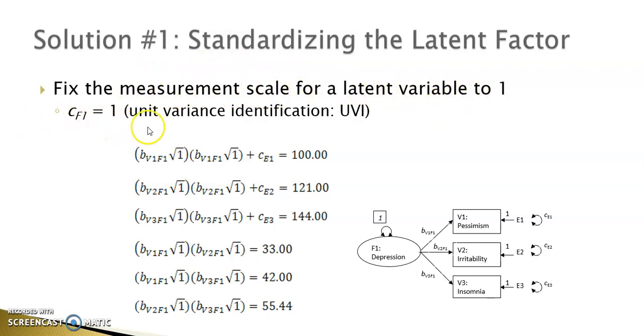The first one is called the unit variance identification, the UVI. It standardizes the latent factor and sets its variance to 1. With CF1 equals 1, now we have 6 unknown values and 6 equations. This CFA model becomes just identified and a solution can be found.